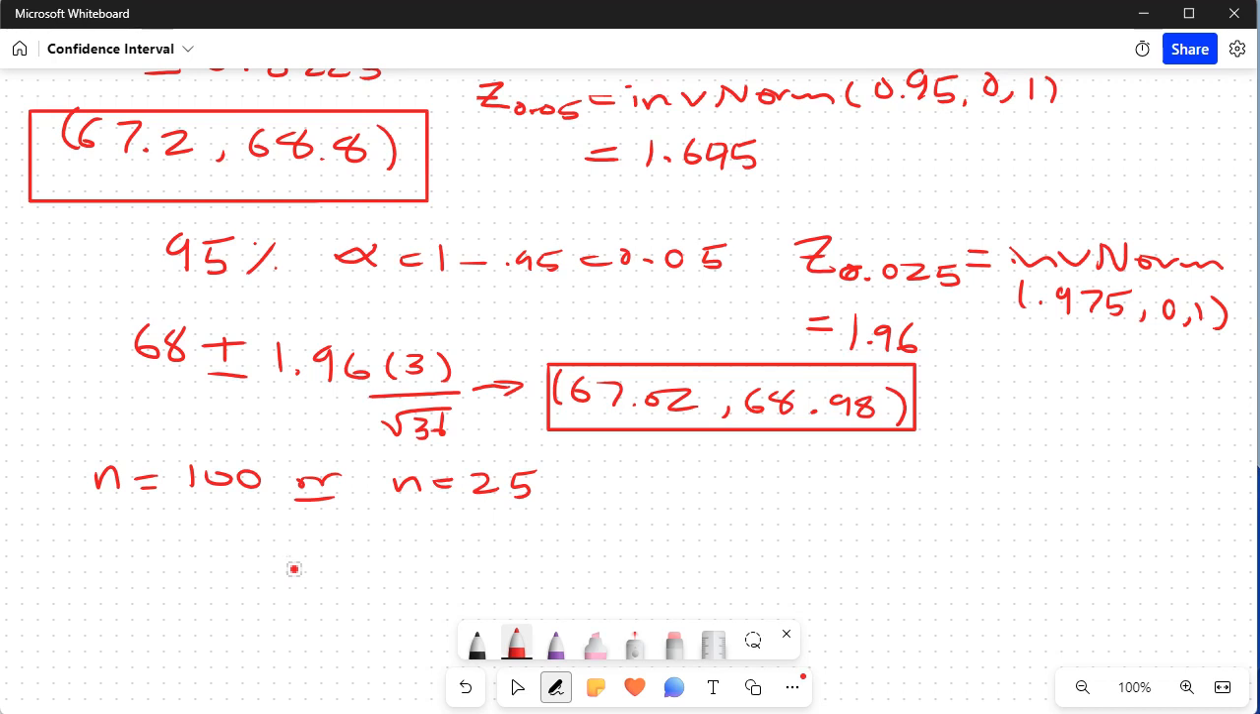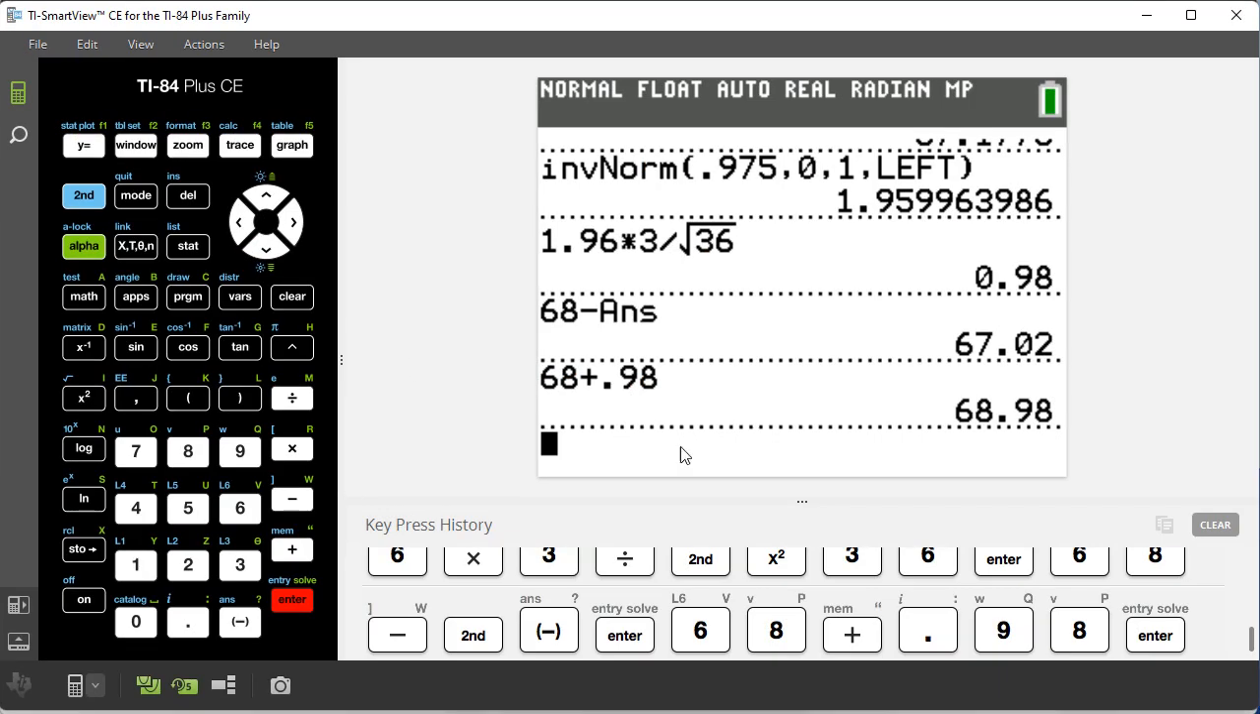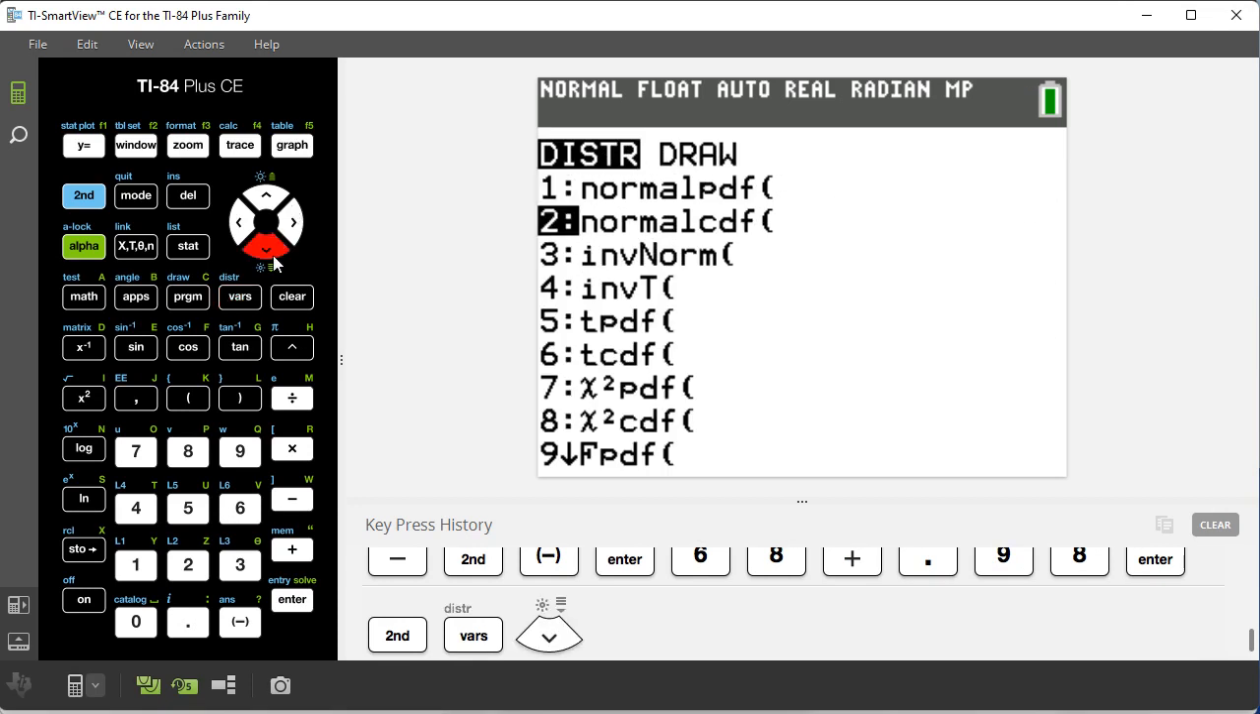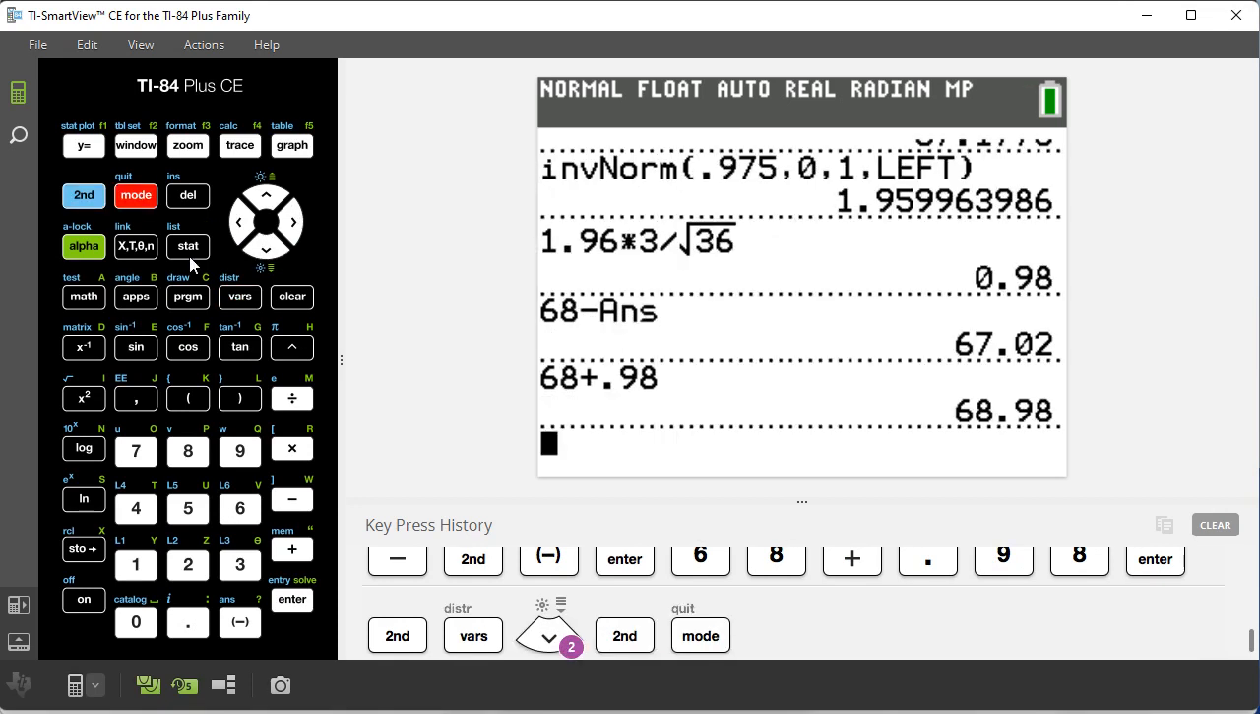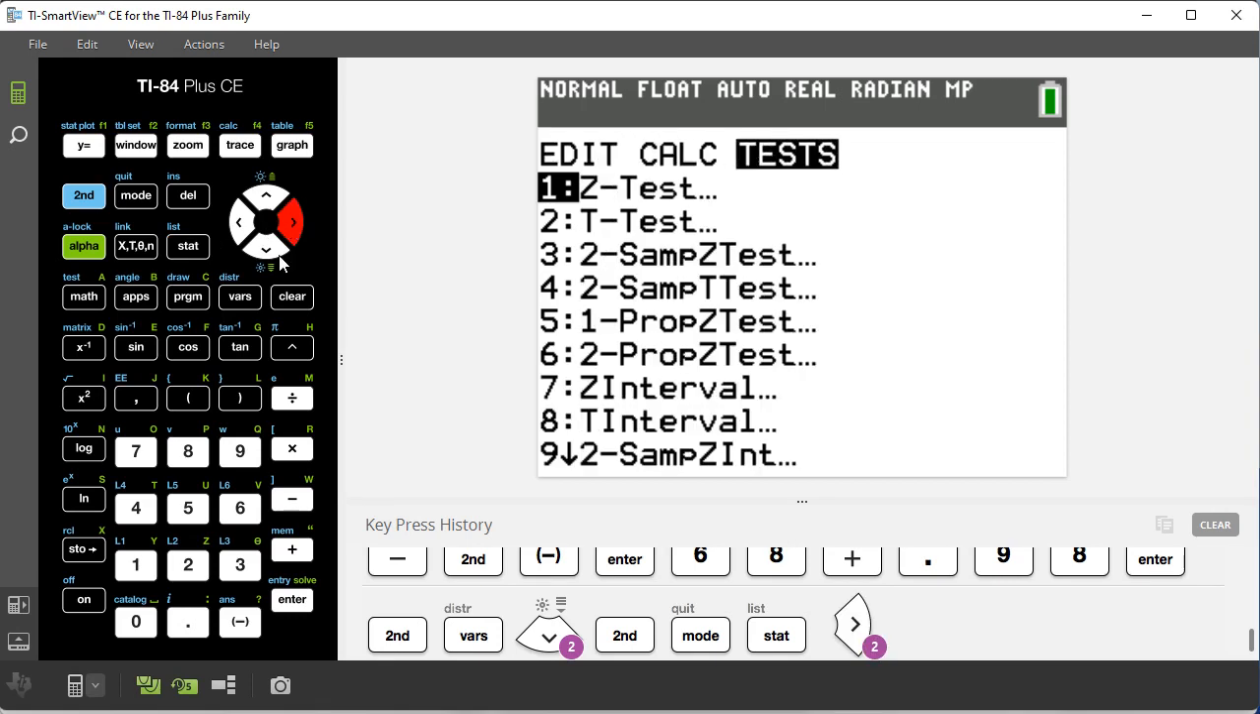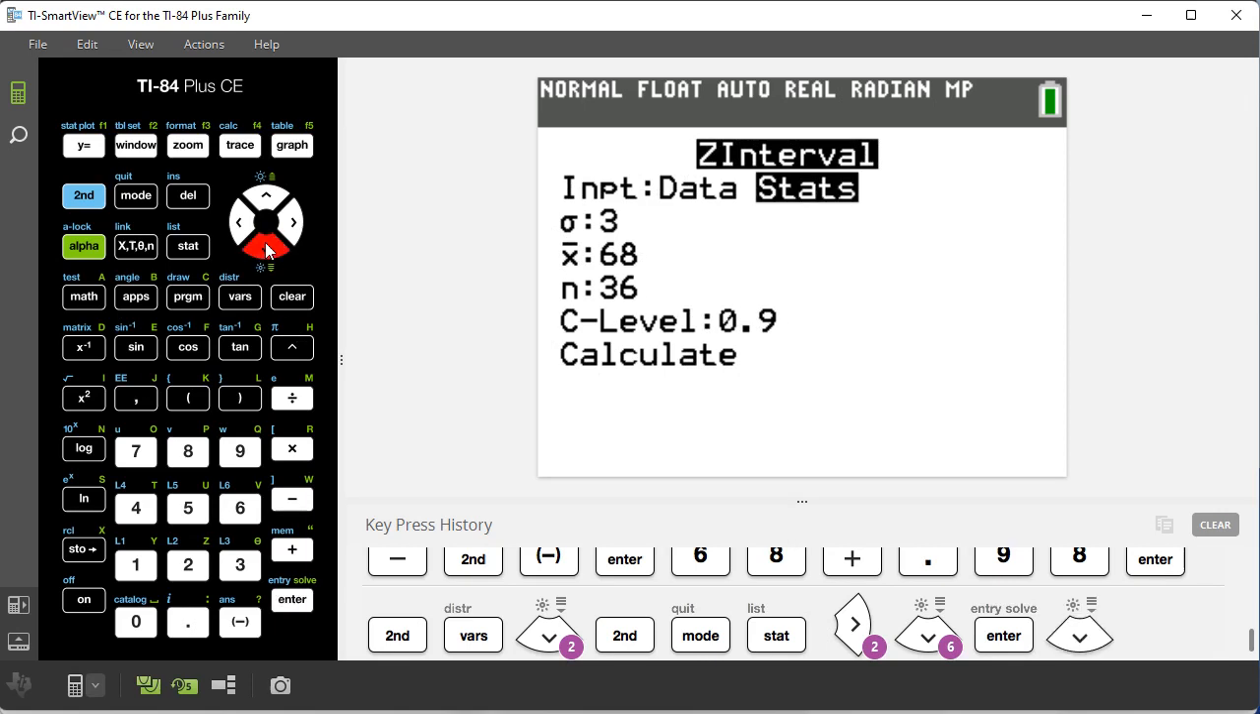And note that we could probably just say, well, let's use the calculator and find how to get a confidence interval much quicker. Here, actually it's not second vars, it's stat. And you go to calc and you select z interval. And here you're just inputting the statistics. So the standard deviation was 3. The sample mean for a standard calculus exam was 68, and the sample size was 36. The confidence level we're saying was 0.9.